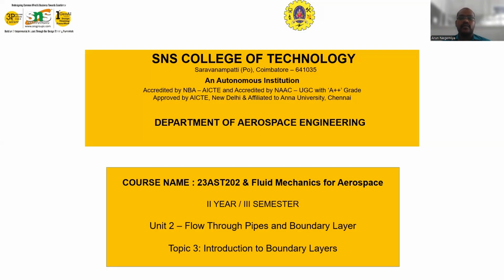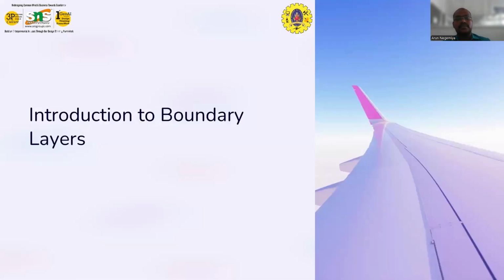Today, I am going to take one topic from fluid mechanics for aerospace subject. The topic name is Introduction to Boundary Layer. So, what is meant by boundary layer? It is a thin layer of fluid near the solid surface where viscous force causes the fluid velocity to decrease from the zero at the surface to the free stream velocity.